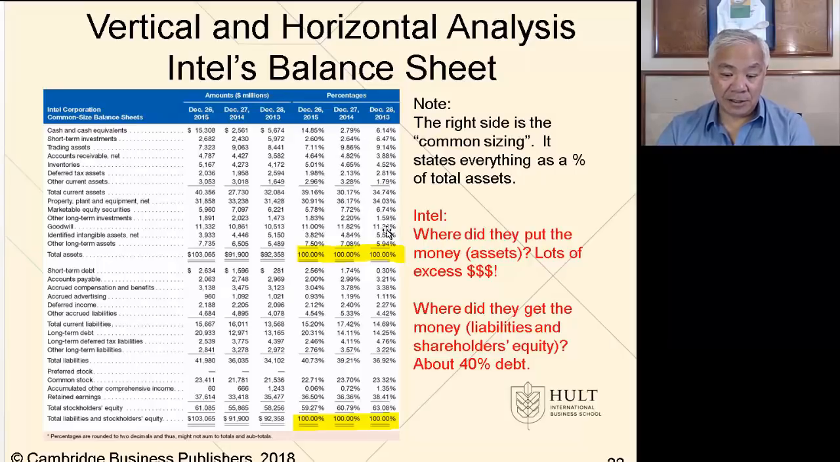So that's an easy calculation. Look at cash. Cash used to be only 6%, and now it's 14. Whoa, they have a lot of cash, right? So it's, again, an easy way to analyze.